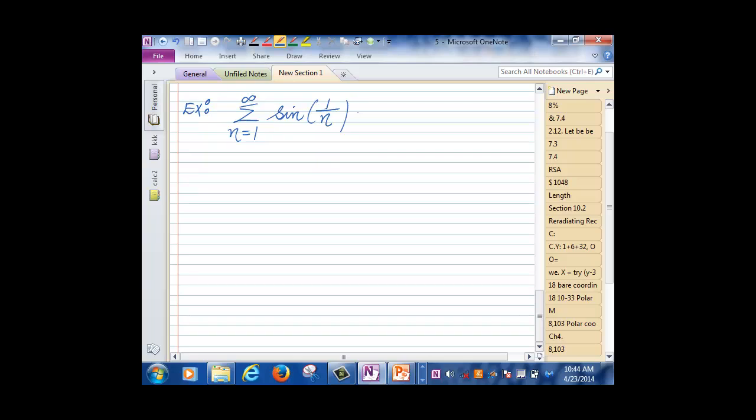This one is a little bit trickier. What would you guess in this case? You would guess divergent? You would guess convergent? Okay. Now, was it here or the other class? I did an example with sine of 1 over n. Was it in this class or the other class?